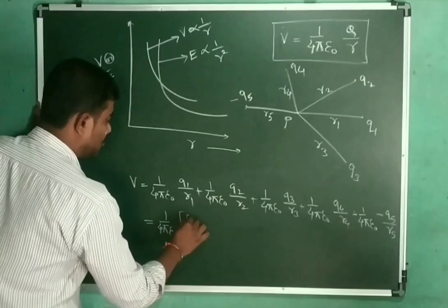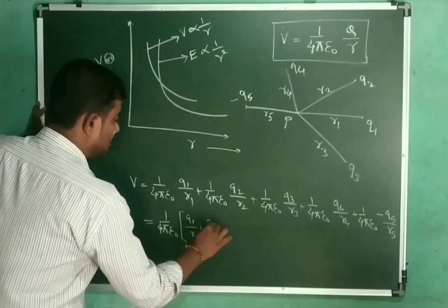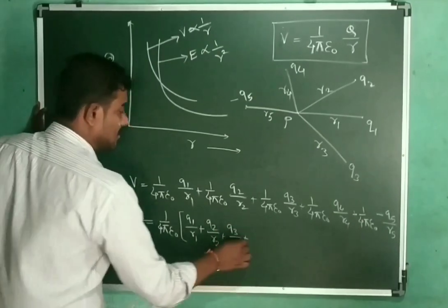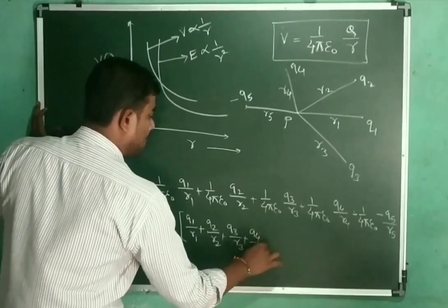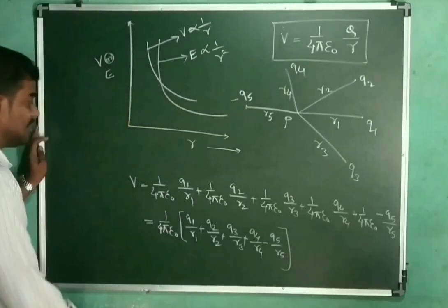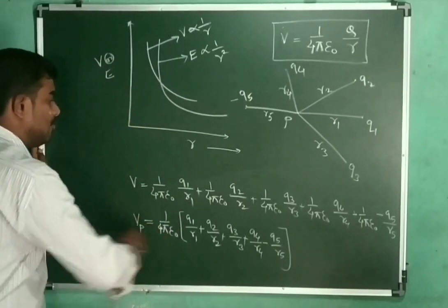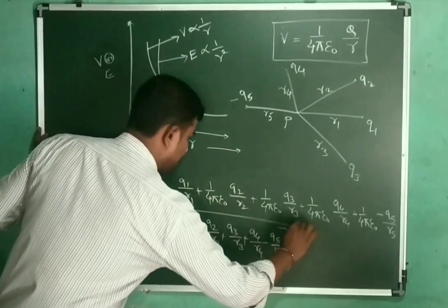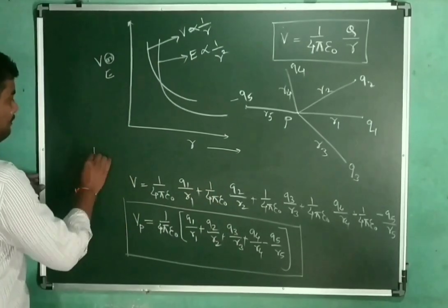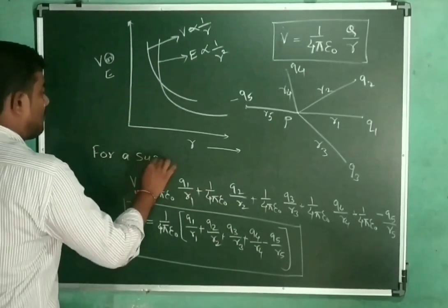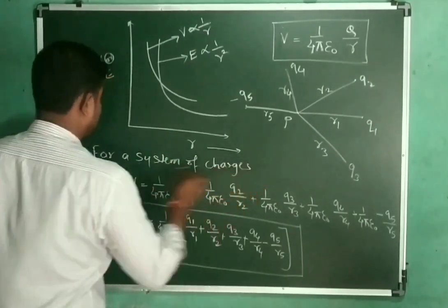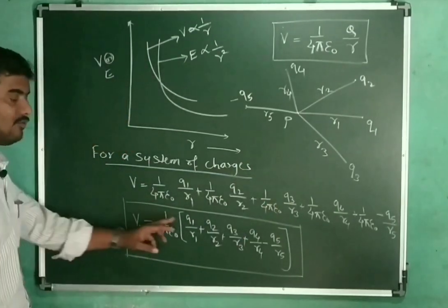And inside the bracket, it is going to be Q1 divided by R1, Q2 divided by R2, Q3 divided by R3, plus Q4 divided by R4, minus Q5 divided by R5. Okay, so this is the electric potential at point P due to all the charges, for a system of charges. So this is the formula.